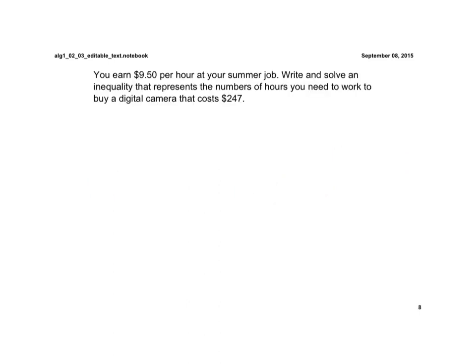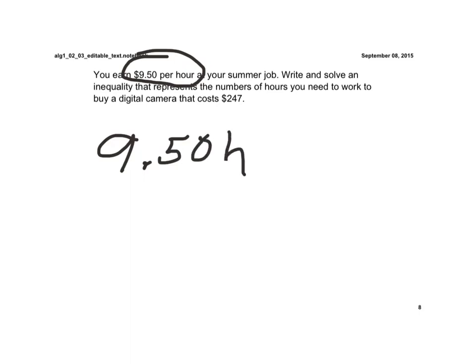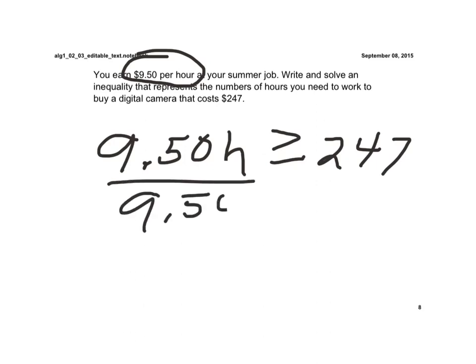Alright, and here's an application problem. It says you earn $9.50 per hour at your summer job. Write and solve an inequality that represents the number of hours you need to work to buy a digital camera that costs $247. So, it's $9.50 per hour. So if I multiply those two numbers, that will be how much money I earn. And I need that to be greater than or equal to $247. And now I solve and divide both sides by 9.50.